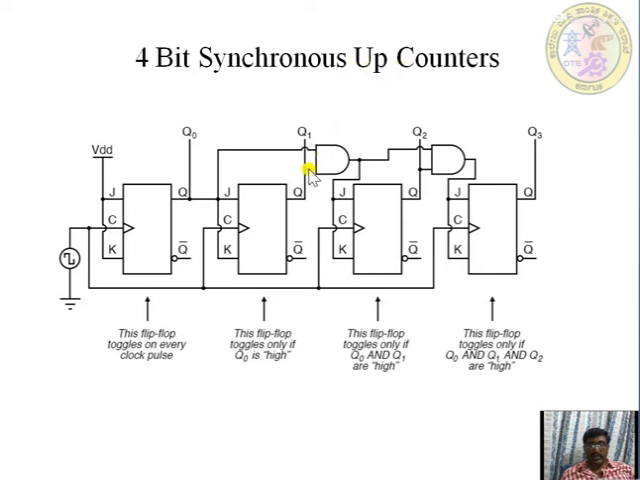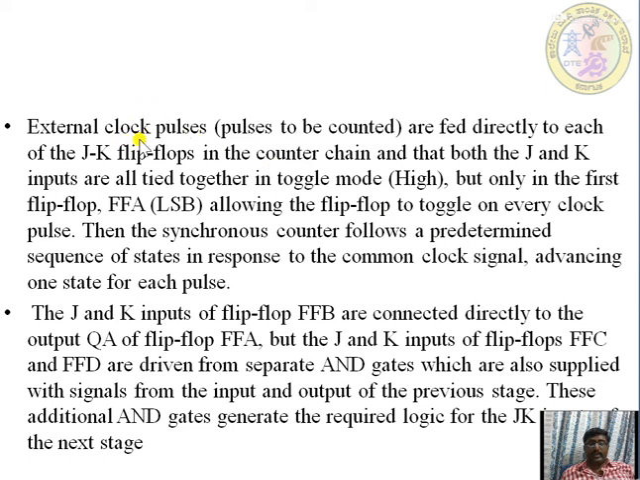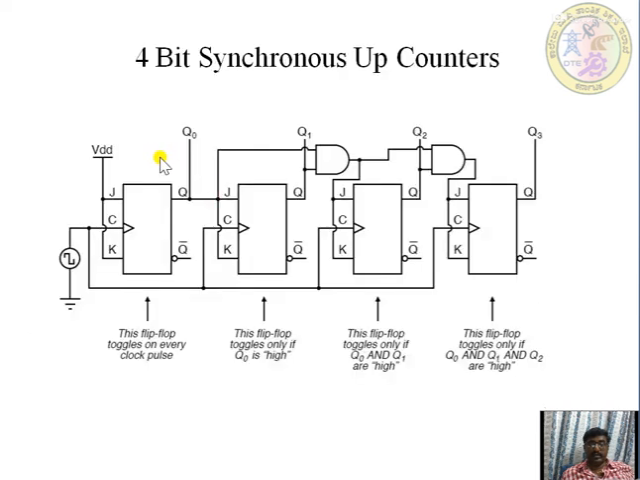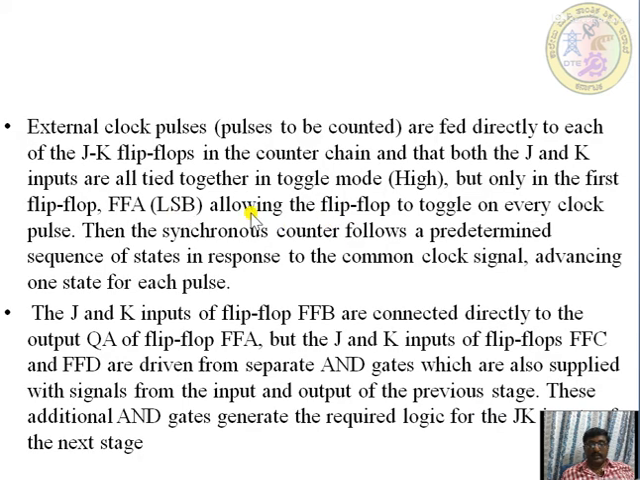What is happening is that by using the AND gate, we connect to the next J and K input. The external clock pulses to be counted are fed directly to each JK flip-flop in the counter chain, and both the J and K inputs are tied together in toggle mode, high. But only the first flip-flop FFA, the LSB, the least significant bit, is connected to allow the flip-flop to toggle on every clock pulse. Then the synchronous counter follows a predetermined sequence of states in response to the common clock signal, advancing one state for each pulse.